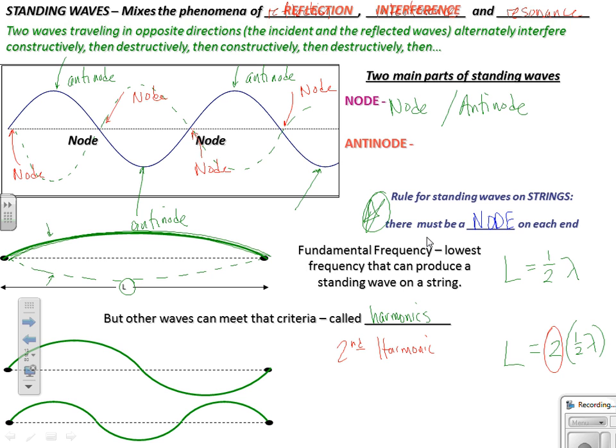This is now where the length of the string, L, is 3 half wavelengths. And therefore, I call this the third harmonic. Fair enough? Unfortunately, I don't have a good sample problem in here, but we're going to go through some tomorrow when you get back to class. Okay?